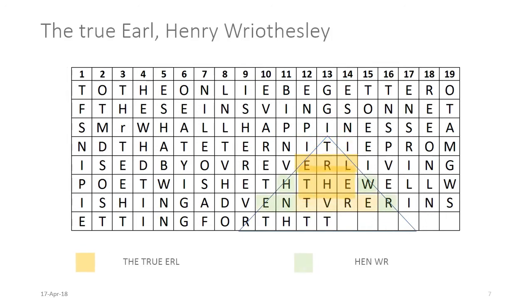And what do we find continuing with the triangle? We find the true Earl. Again, Earl isn't spelled correctly, but it patently says Earl. And we've got Hen, Wurra, Henry Wriothesley, all incorporated inside this triangle. So that's interesting. The true Earl, Henry Wriothesley, the Earl of Southampton. So what about this Earl?